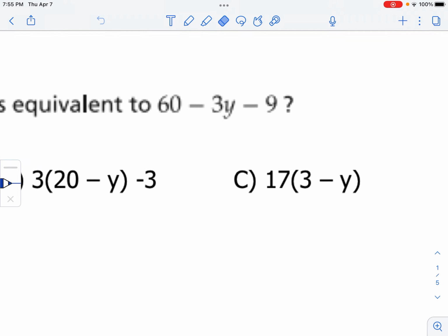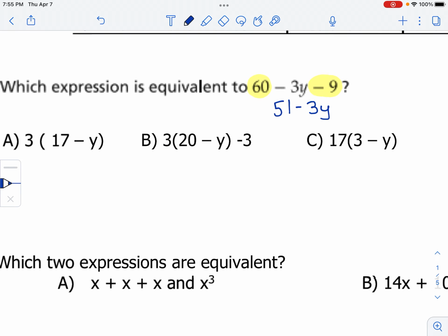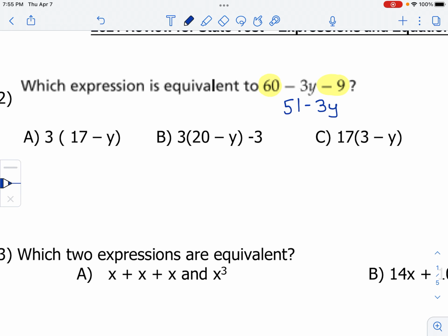So we're going to zoom in here and I want to combine the like terms. I'm going to use a highlighter here. 60 is a constant and minus 9 is a constant. Remember, we want to circle or highlight the sign that is in front of our term as well. So we're going to combine 60 minus 9. That's going to give us 51. And we can't combine the 3y with it because y has a variable. All right, now we want to look at which of our answer choices is equal to 51 minus 3y.